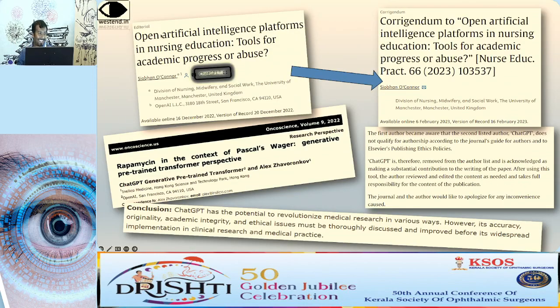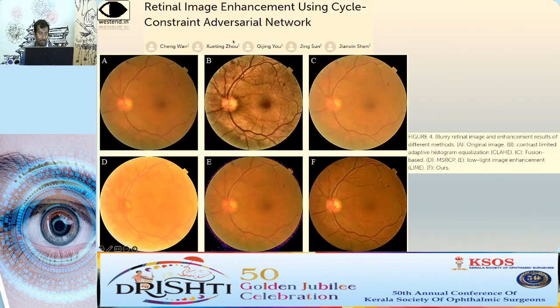So this particular journal removed ChatGPT from the co-authors list. They said the first author became aware of the problem, and sorry and all that. And they published a corrigendum. But several others are still listing ChatGPT as a co-author.